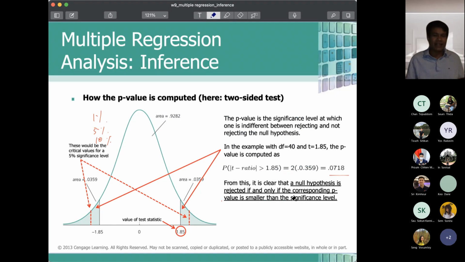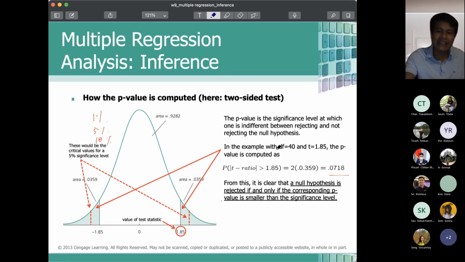So normally, class, the p-value is computed for a two-sided test. Most packages, like the Stata that we are using in this course, also compute it from a two-sided test. The p-value is the significance level at which one is indifferent between rejecting and not rejecting the null hypothesis. We want to know the probability of rejecting your null hypothesis.